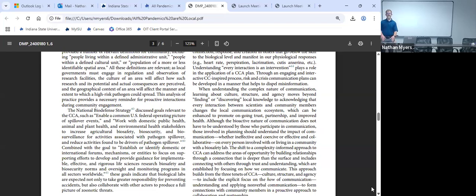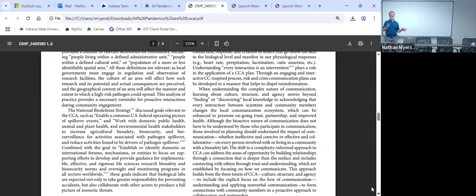So it talks about the National Biodefense Strategy, discussing goals relative to the culture-centered approach. So things like enabling a common US federal operating picture of spillover events, working with domestic public health, animal and plant health, and environmental health stakeholders to increase agricultural biosafety, biosecurity, biosurveillance for activities associated with potential spillover from animals to people, and reduce activities found to be drivers of pathogen spillover.